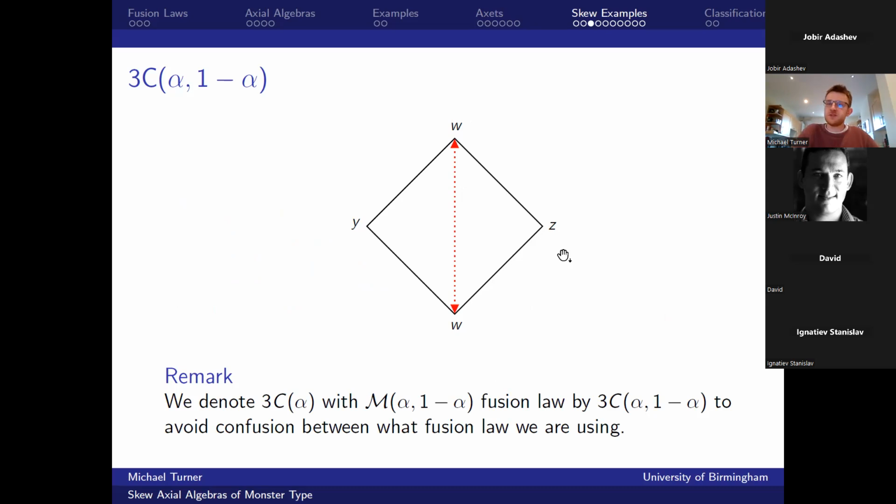To avoid confusion with this new algebra, because we're starting with both A's, however, we've taken different generating sets and we've got different fusion laws now, we're going to denote this new algebra by 3C alpha, 1 minus alpha when it's got this monster fusion law alpha, 1 minus alpha. This is just to avoid confusion if we're looking at an axial algebra of Jordan type or an axial algebra of monster type.